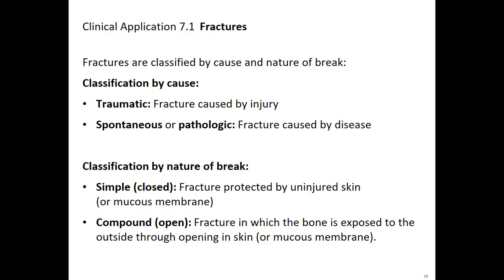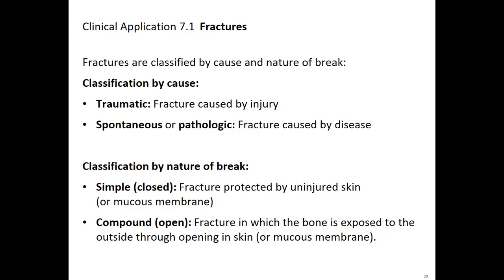So a traumatic cause occurs because of injury. So this is your motor vehicle accident. This is your falling from a height or falling at an odd angle. This is your athlete breaking a bone because of the sport. These are traumatic causes caused by injury. Your spontaneous or pathologic causes occur because of some disease.